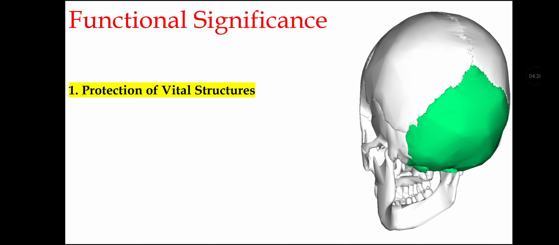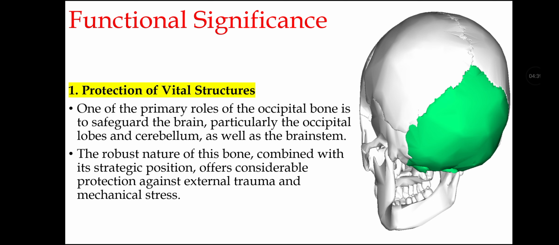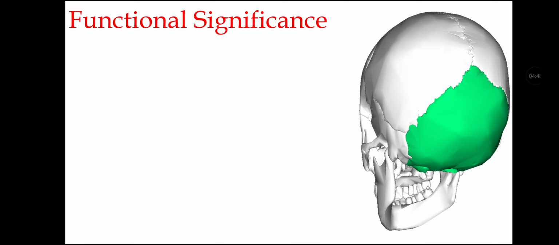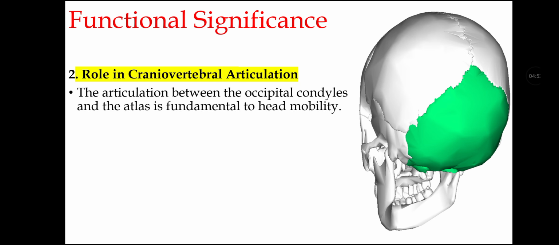Now let's talk about the functional significance of the occipital bone. The first functional significance is its protection of vital structures. One of the primary roles of the occipital bone is to safeguard the brain, particularly the occipital lobe and cerebellum, as well as the brainstem. The robust nature of this bone combined with its strategic position offers protection against external trauma and mechanical stress.